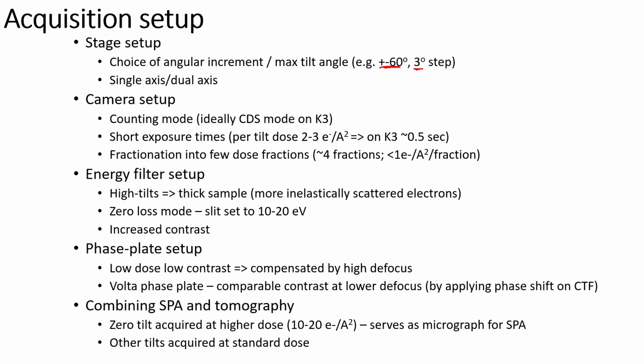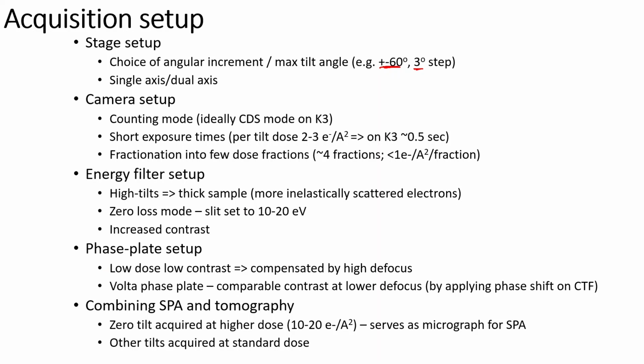So if we can get rid of them, it's very feasible to have an energy filter set up in zero loss mode and with a slit set to 10 to 20 electron volt gap. This will increase the contrast of our acquired images. We can also use a phase plate.